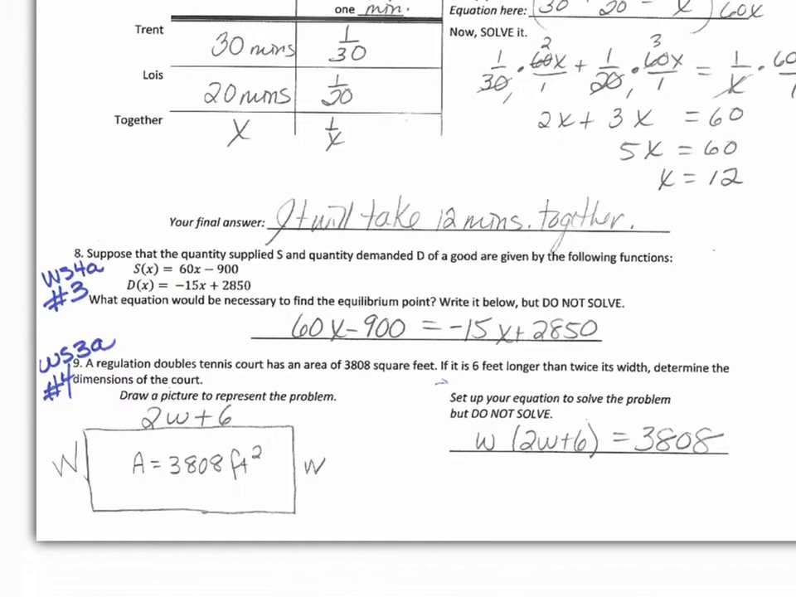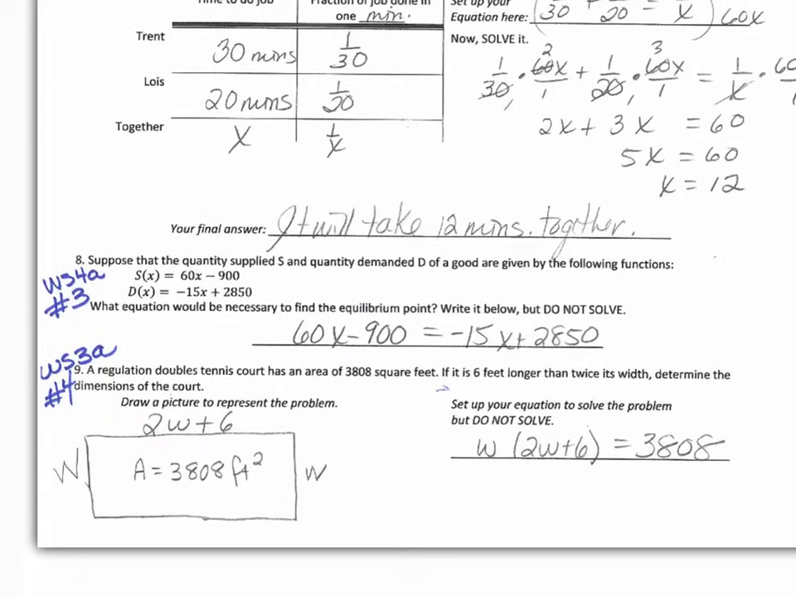That is our equation. You have to have the LCD as 60x, multiply that, divide out common factors to get then 2x plus 3x equals 60, and get down to then 12. When you have a word problem, you do have to have a sentence answer, so it will take 12 minutes to do that job together.